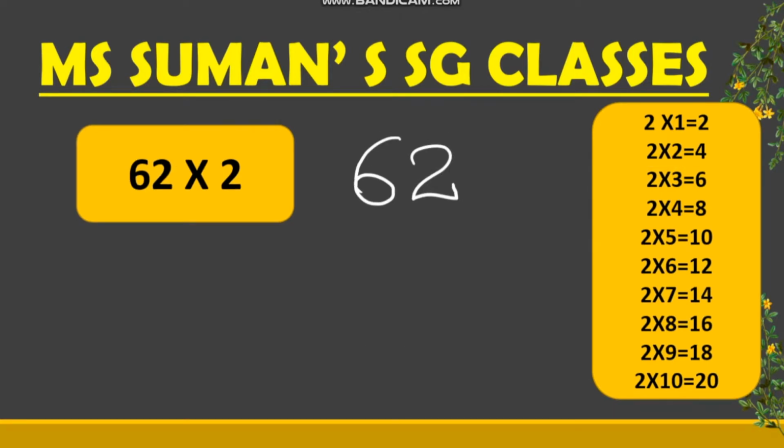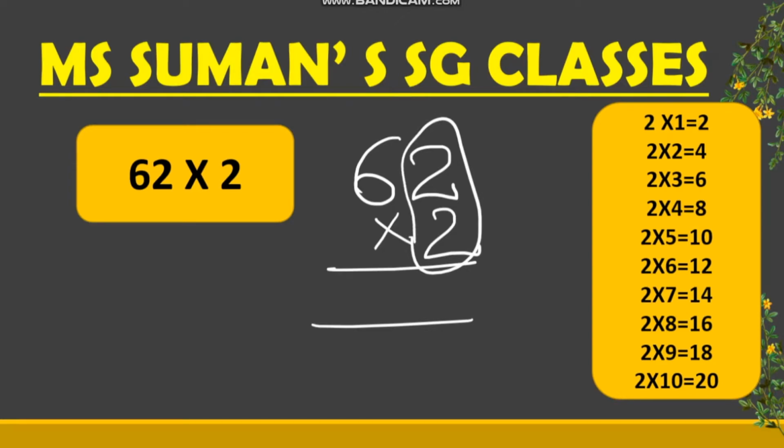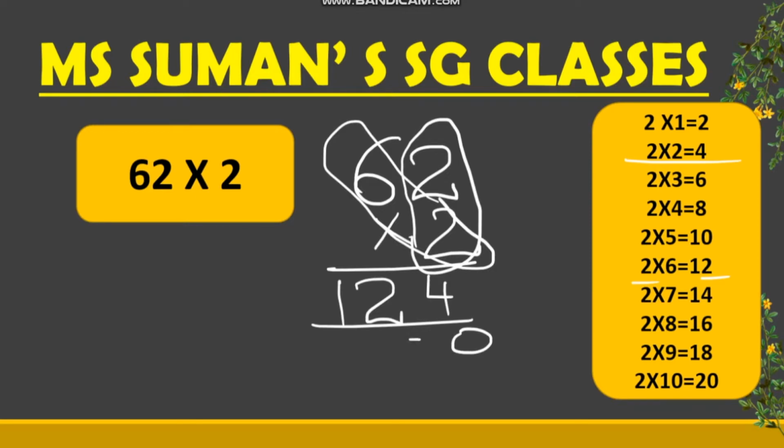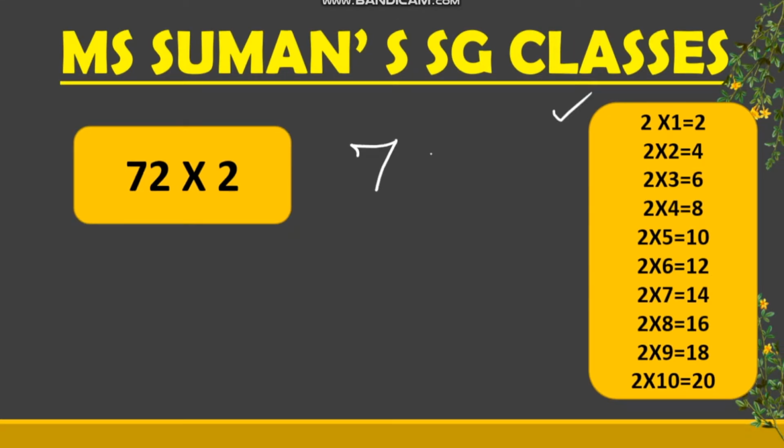62 times 2. Then again, we will go 2 times 2 is 4. And 2 times 6 is 12. The answer is ones, tens and hundreds. So the answer is 124.